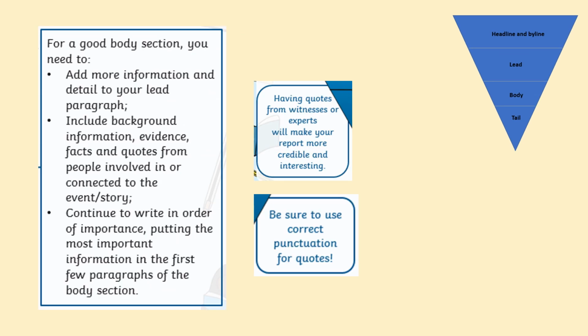And for a good body section, you need to add more information and detail to your lead paragraph. Include background information, evidence, facts and quotes from people involved or connected to the event or story, and continue to write in order of importance, putting the most important information in the first few paragraphs of the body section. And having quotes from witnesses or experts will make your report more credible and interesting. Credible means convincing. And you need to make sure to use the correct punctuation for quotes. So you need to use your inverted commas.